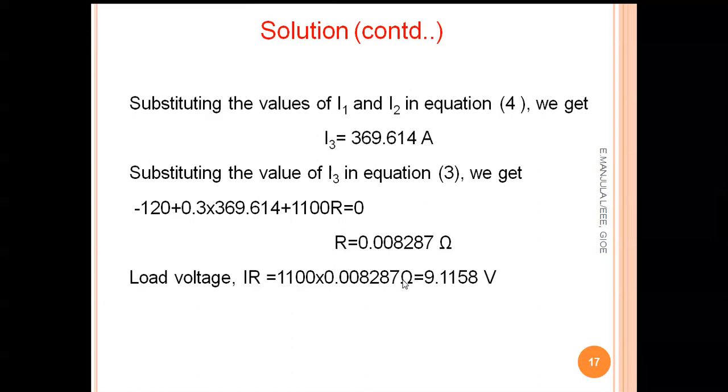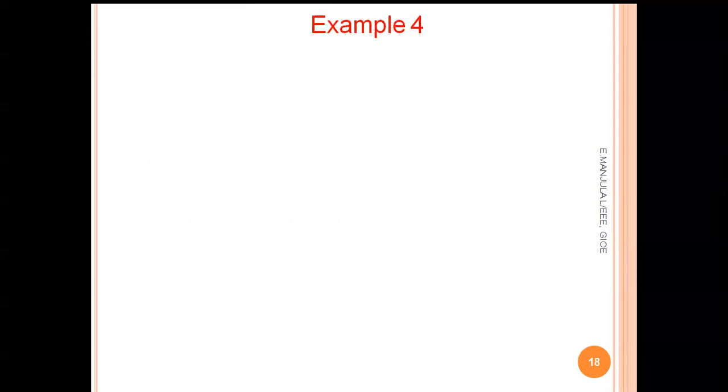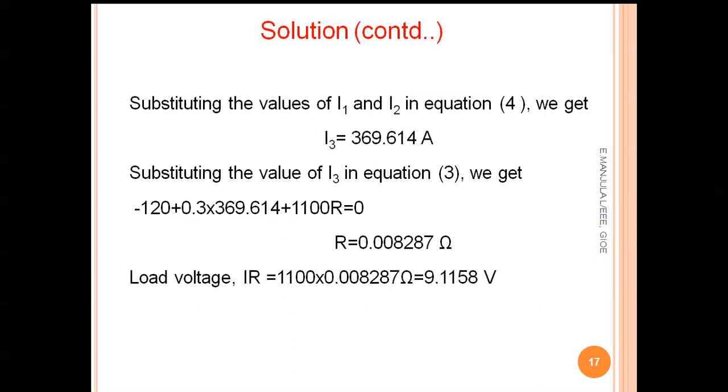So we can directly substitute the values in I into R. Then we will get the voltage across the load. The load voltage is 9.1158 volts. Yes. Okay. So we got all the values. Okay. So now we got the load voltage also.